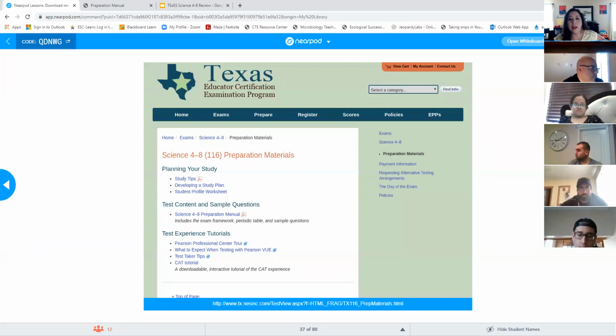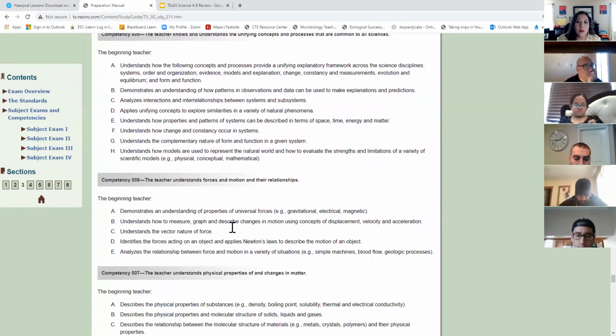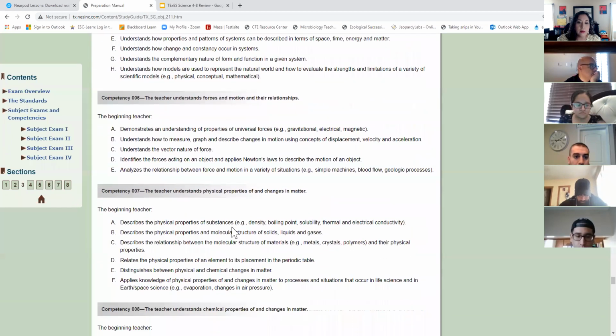Okay, so go ahead and take a look at your manual just to view the descriptors that were related to this one. So this is one of the physics components. But if you'll notice for this one, for 4 through 8, where are we?